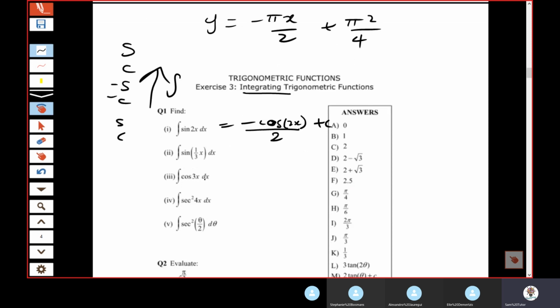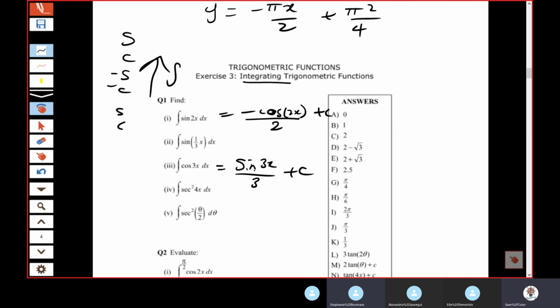All right. And again, cos 3x. Steph, you want to try it? Cos 3x becomes? Steph, you might still be on mute. Cos 3x. Sine 3x, divided by 3, plus c. Perfect.